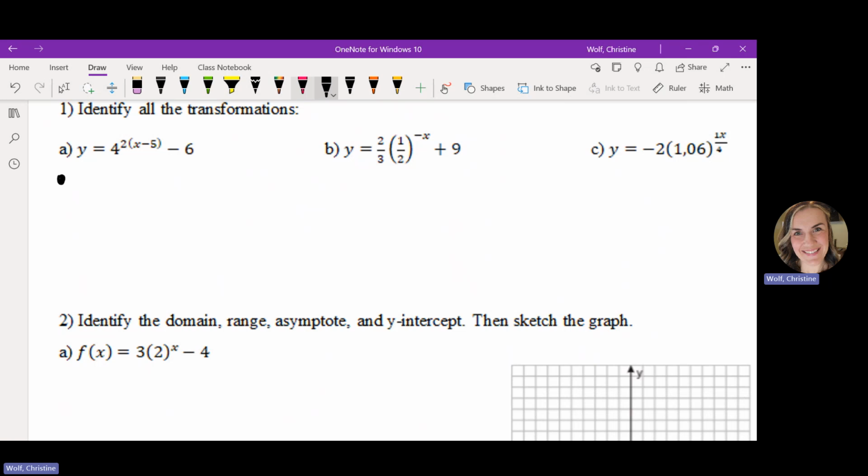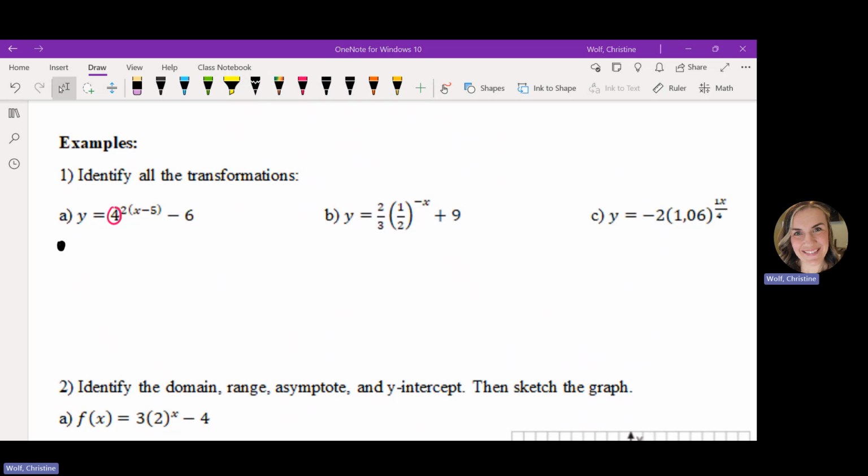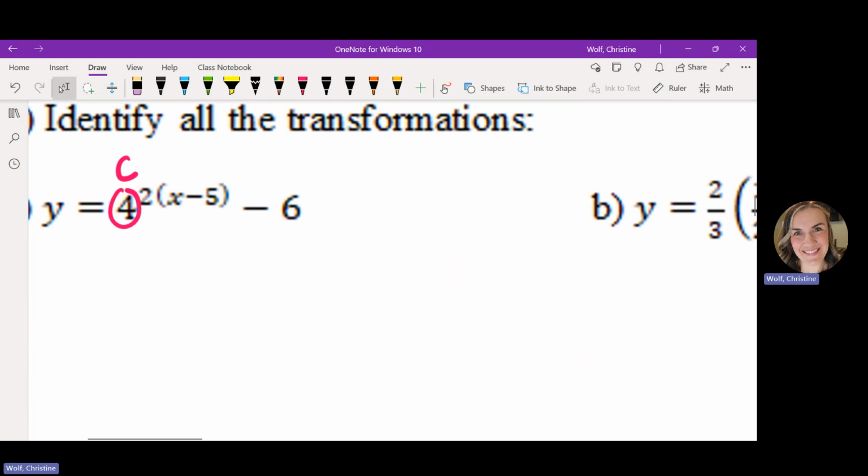Now, this is immediately where it already gets troublesome. A lot of students think that that is A, because it's like the leading coefficient. And so the number right out front is our A or our vertical stretch. Wrong. This is not our A. This is our C. And the way I know it is C is because the exponent is directly attached to the 4. So the exponent will always be directly on C, which is the case here.